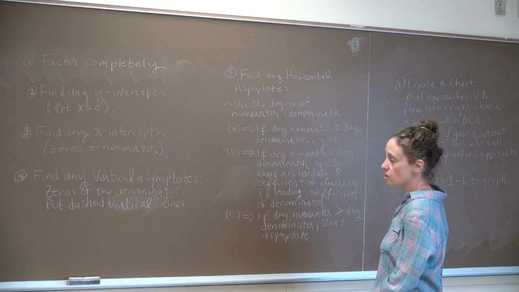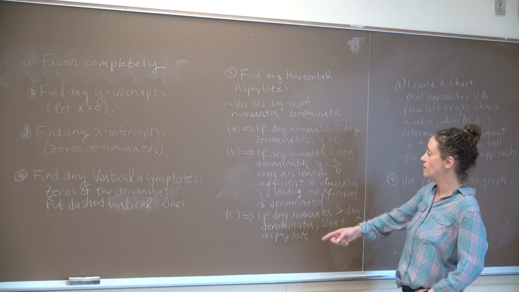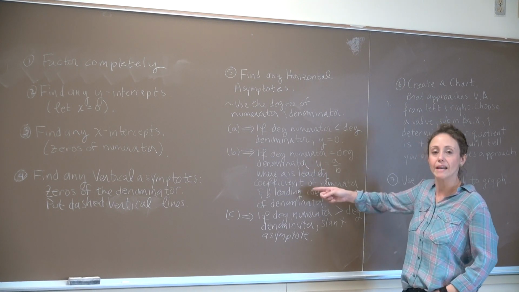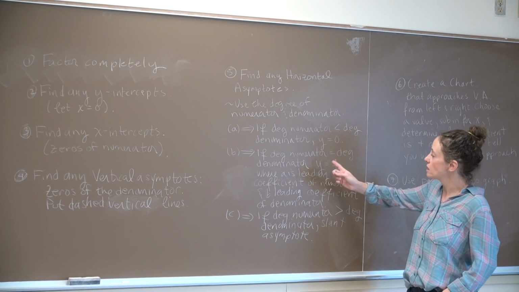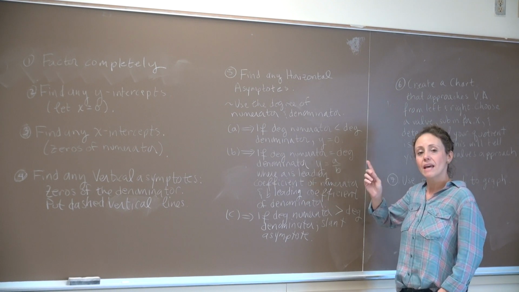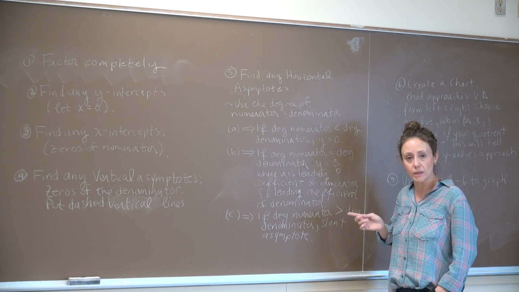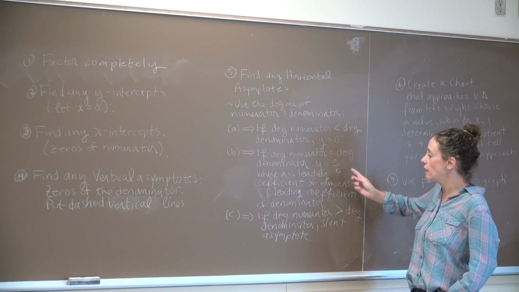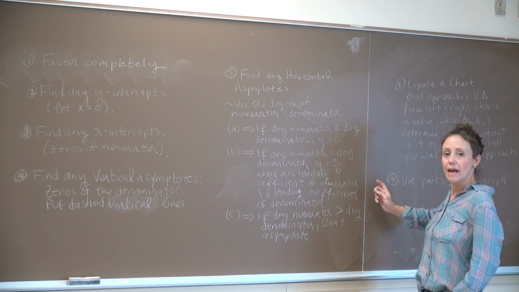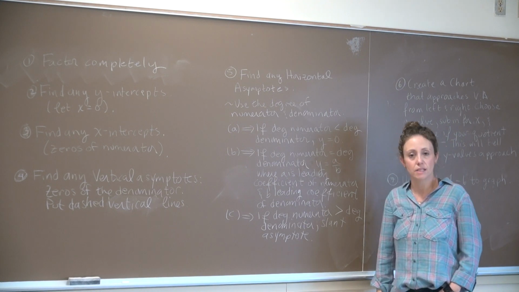What happens if the degrees are the same? So what happens if we have, let's say, a 2nd degree polynomial in the numerator and in the denominator? If the degrees of the numerator and denominator are the same, then we're going to have a horizontal asymptote at the line y equals a over b. A is the leading coefficient of the numerator, and b is the leading coefficient of the denominator.